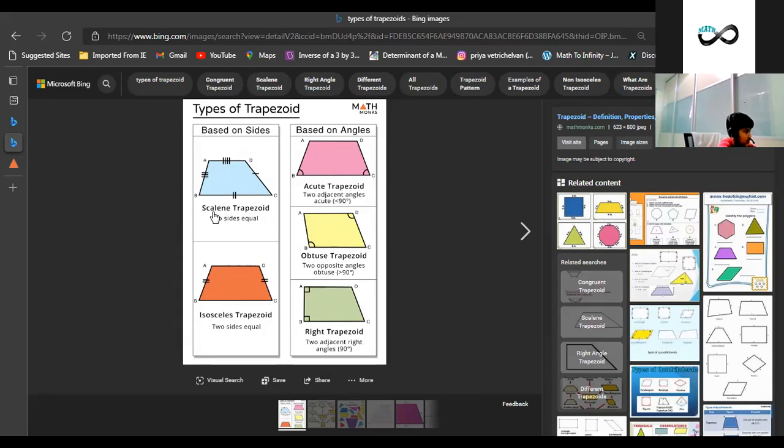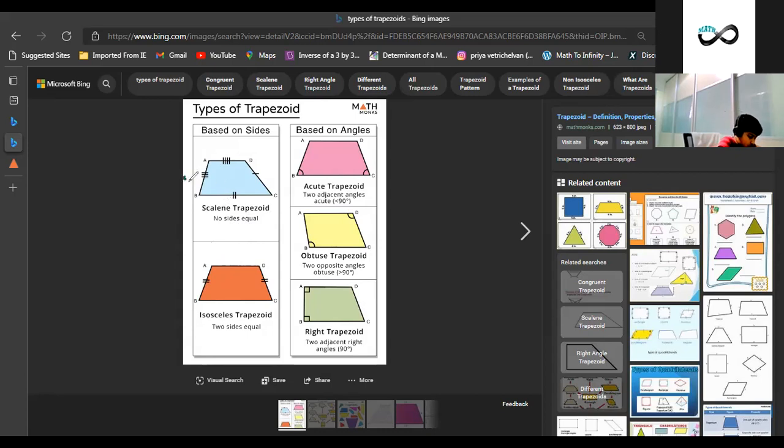Based on size, you have scalene trapezoid and isosceles trapezoids. So in scalene trapezoids, no sides are equal. You take all the four sides: 1, 2, 3, 4. No sides equal. Scalene trapezoid. I'll give you some measurements too.